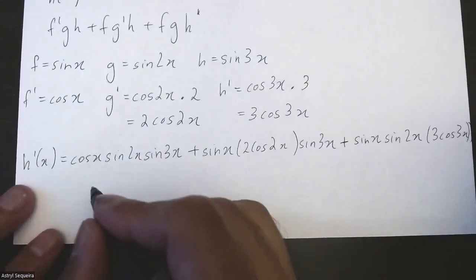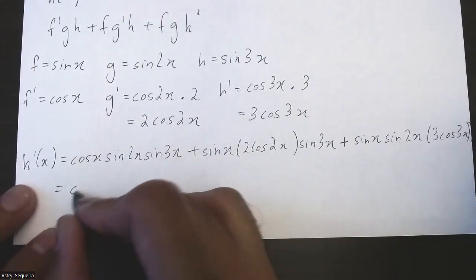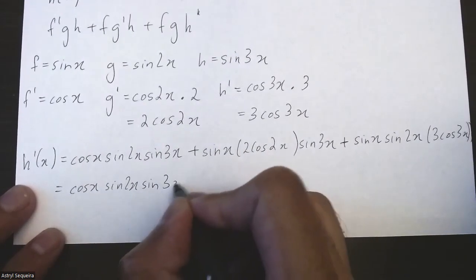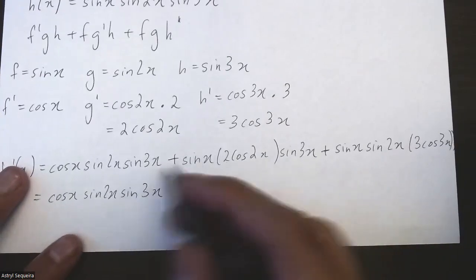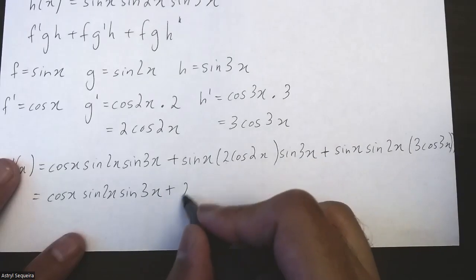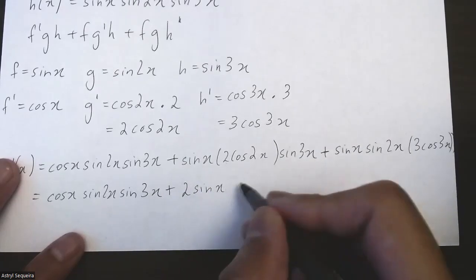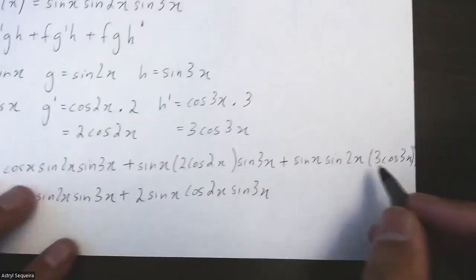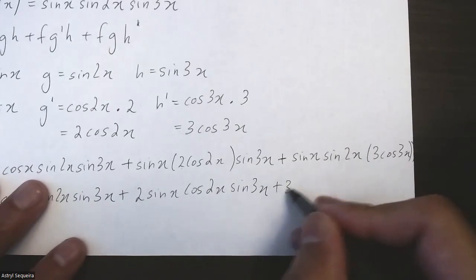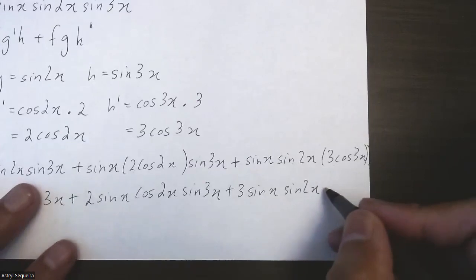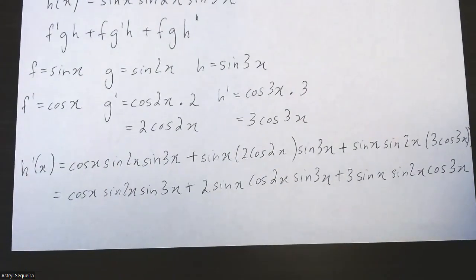And now we can just simplify this a bit. This first term here will not simplify. There's nothing to simplify over here. But this one, this 2 will just move to the front. But other than that, everything is pretty much the same. You can move the cos to the front if you want to, but it makes no difference. 2 sine x cos 2x sine 3x. And then for this one, this 3 will just move to the front. Sine x sine 2x and cos 3x. And that's my final solution for this one over here.